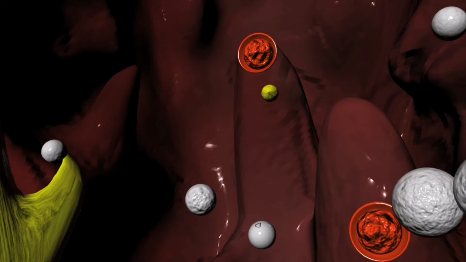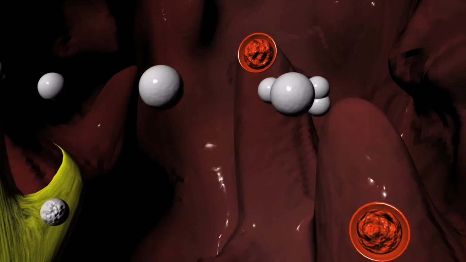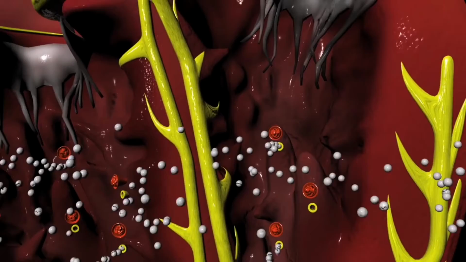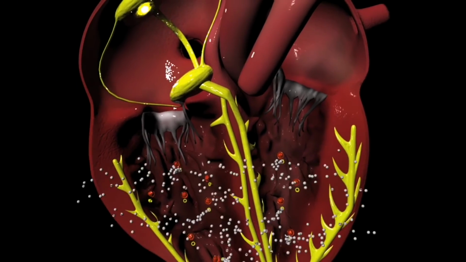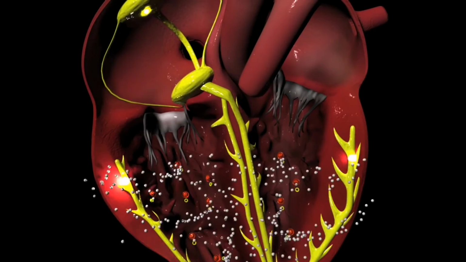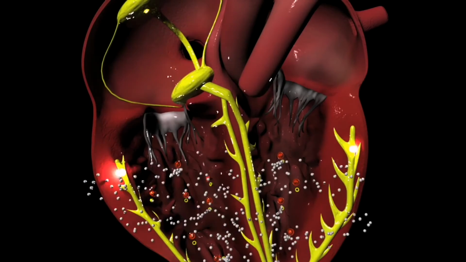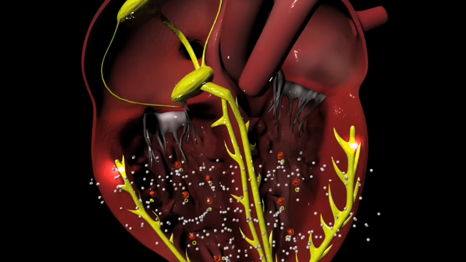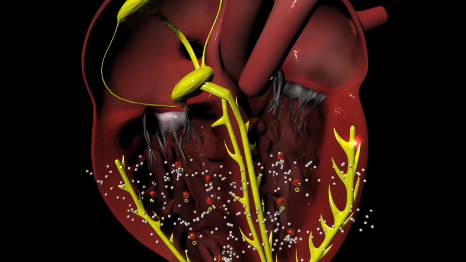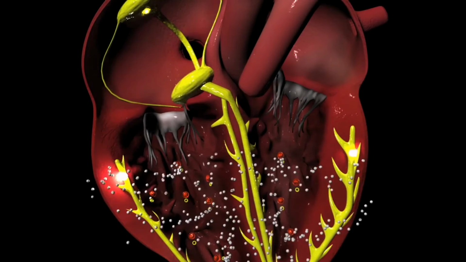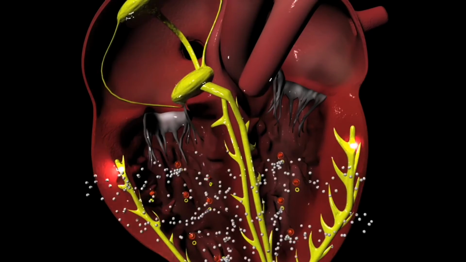Let's see what happens when too many calcium channels are opened. Calcium can enter into the tissue of the heart. The ionic charge of calcium initiates the electrical conduction of the heart, causing it to beat. More calcium entering the heart equals a stronger heartbeat. When too much calcium enters the heart, it starts to beat too hard.